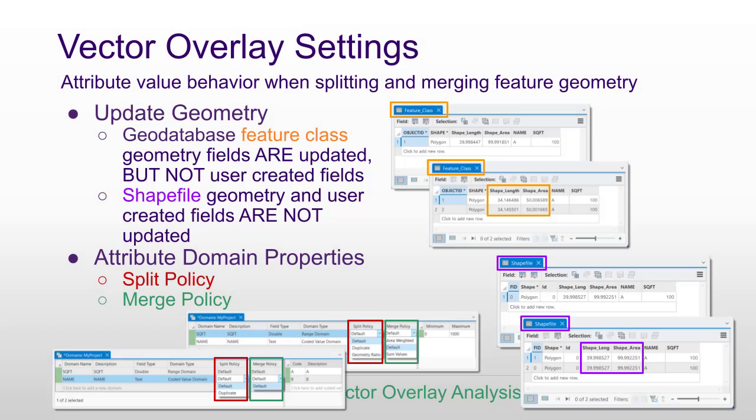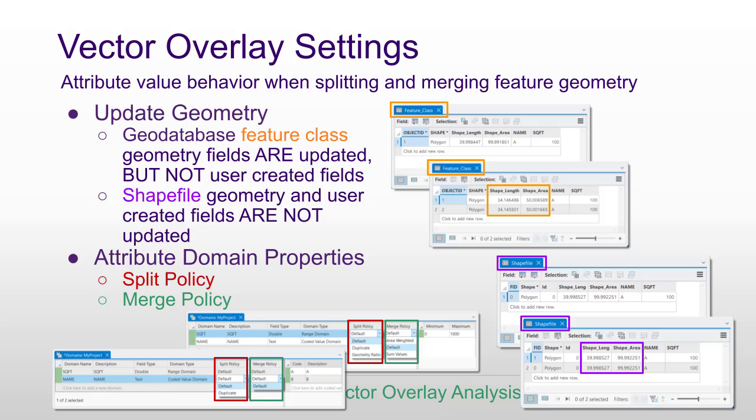Now, many of these vector overlay geoprocessing tools will split and merge the input feature geometry, and you need to understand the effect this will have on the corresponding attribute values. When you update the feature geometry, the behavior of the attributes depends on whether it's a geodatabase feature class or a shapefile. If it's a geodatabase feature class, then the geometry fields are automatically updated, but not user-created fields.